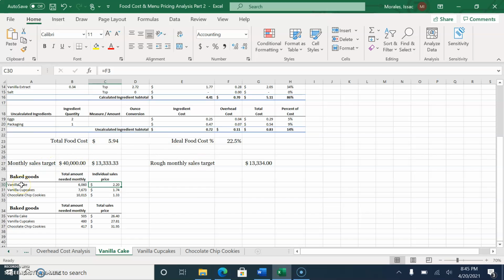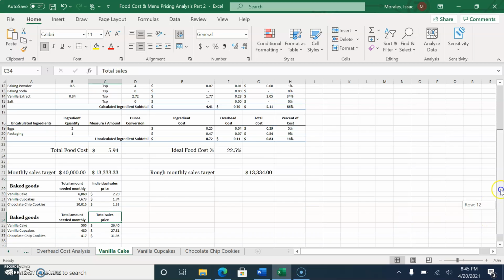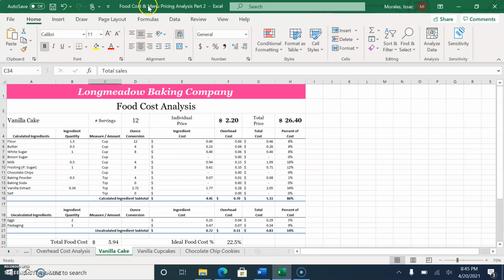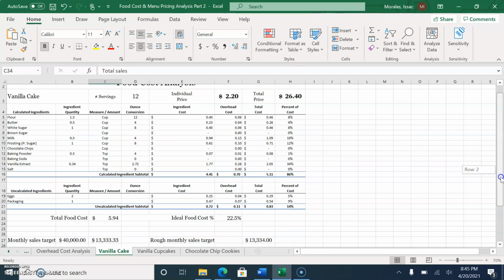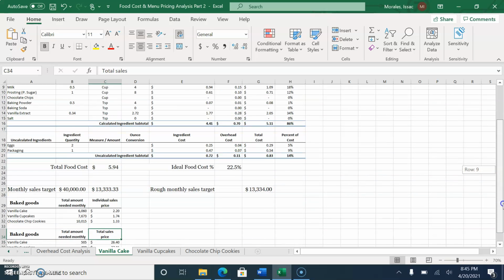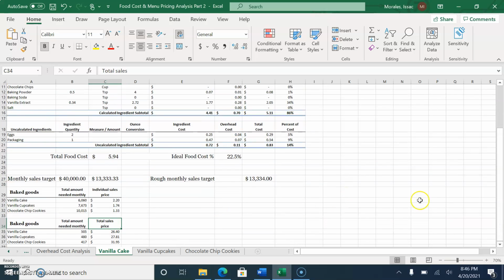So now moving down, I listed the goods that we need. And here I'm going to solve for the individual sales price, and then down here, I'll use the total sales price. Mind you, I'm working off of our food cost and menu pricing analysis part 2. This is the one that I submitted, so this is the spreadsheet I'm going to be working off of. Forgot to mention that in the beginning. So basically I took this number and I rounded it up to get that even number.